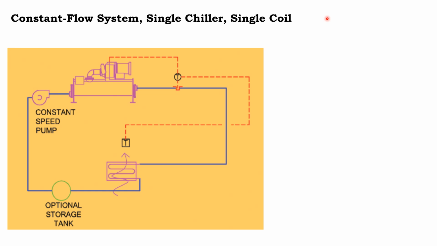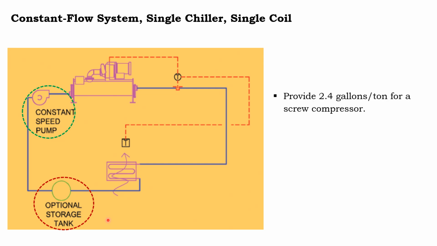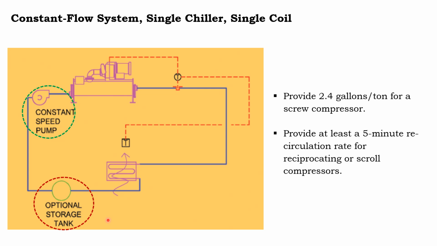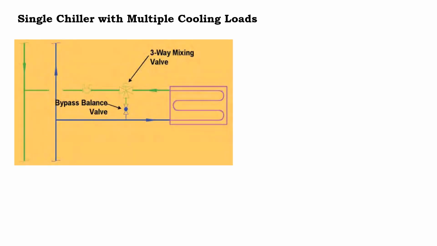The minimum water volume should be verified with the chiller manufacturer. So here you can see it's a constant speed pump and there is a storage tank provided over here. The flow requirement for any screw chiller can be 2.4 GPM per ton, and for any recip or scroll compressors, it can be 5 times the recirculation rate. So let's go into the detail.